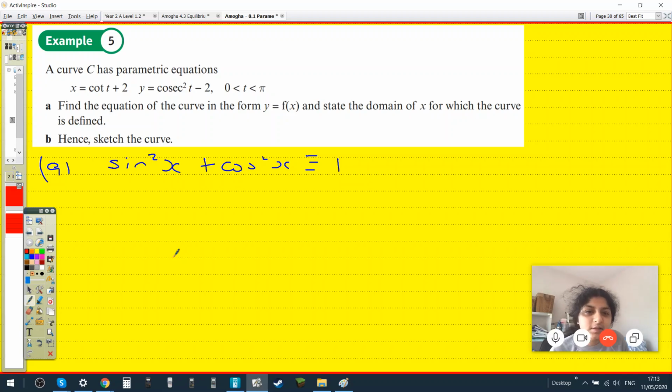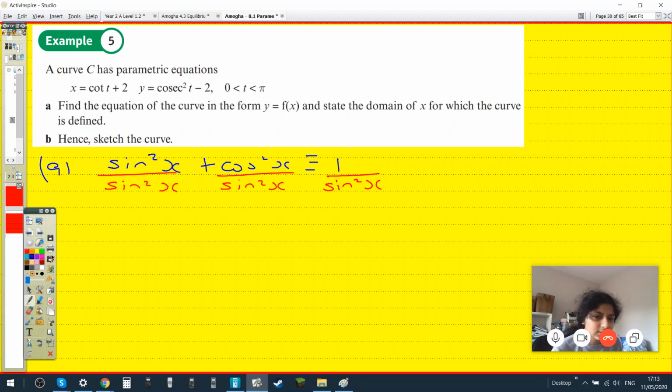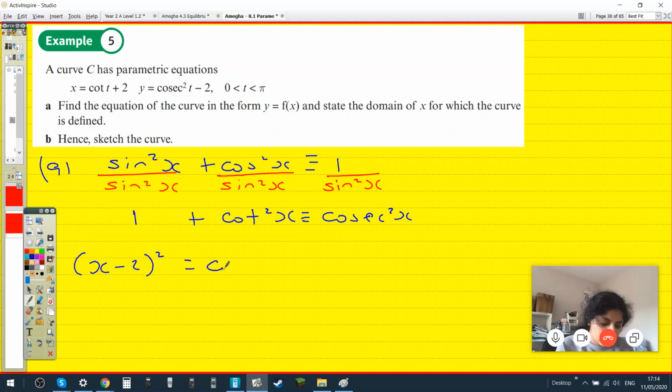Oh yeah, right. So we could divide everything by sine squared x? Yeah. So that's 1 plus cot squared x gives us cosec squared x. Makes it easier. Well, you should definitely square the x one, because that only has cot and not cot squared. And what would you get? So x minus 2 squared is equal to cot squared t. Yeah, I think it's easier to bring the 2. Y plus 2 is equal to cosec squared t.